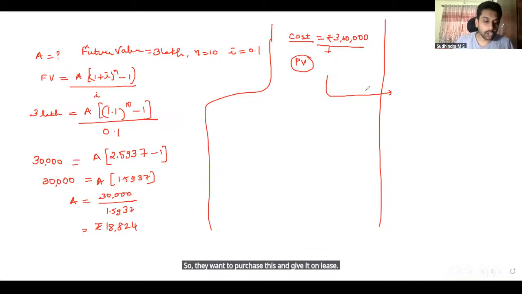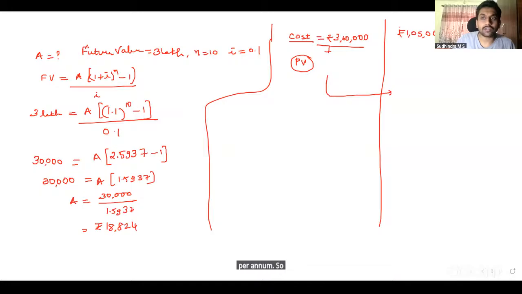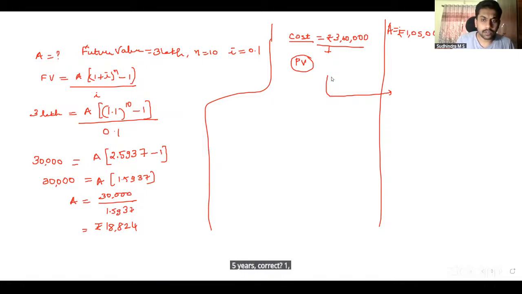By giving it on lease, what is the income that they are recognizing? They're getting 1,05,000 per annum. What is this 1,05,000? Annuity. Very good, because that is a fixed amount of rent that they receive over a period of 5 years. Correct? 1,05,000 for 5 years. And what is their investment rate? 0.14.